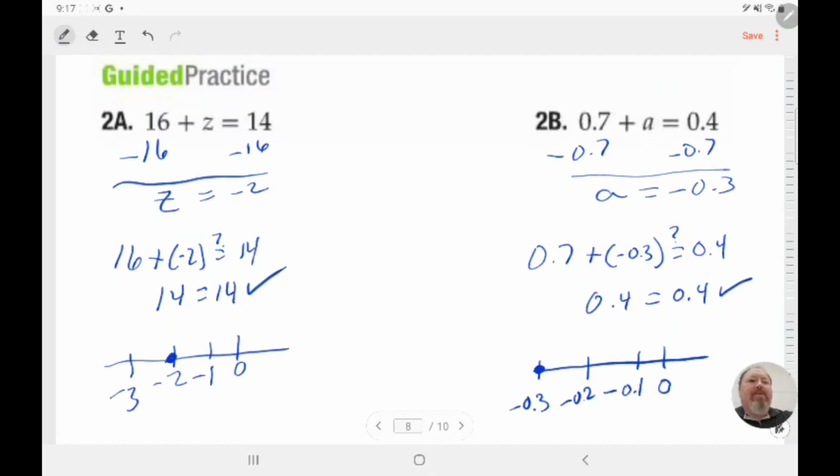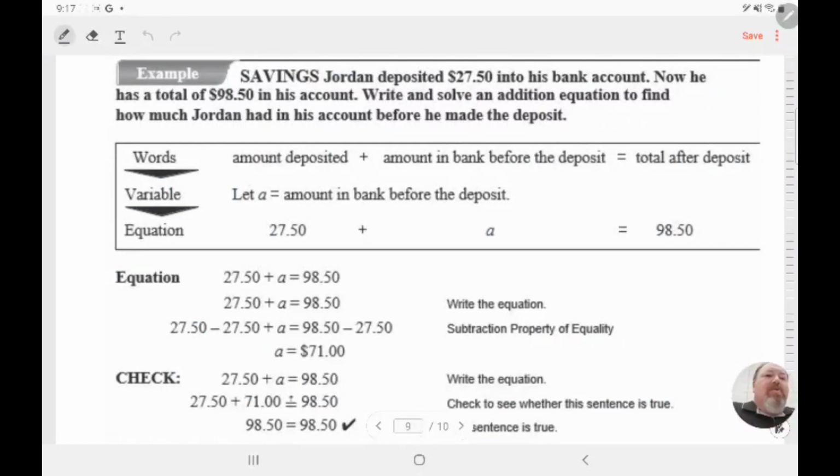All right. Then we have a word problem. Jordan deposited $27.50 into his bank account. Now he has a total of $98.50 in his account. Write and solve an addition equation to find how much Jordan had in his account before he made the deposit.